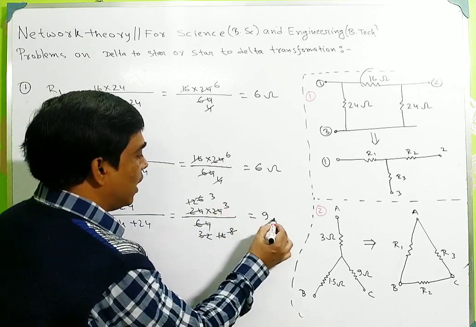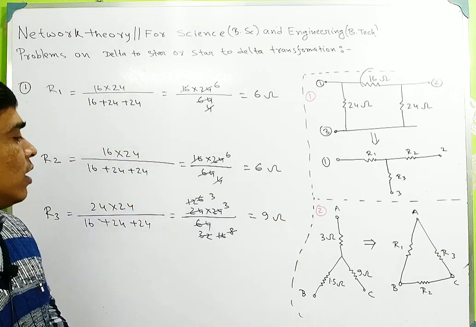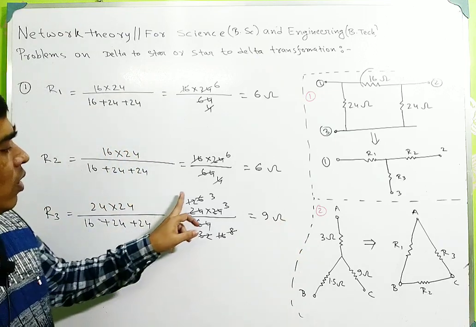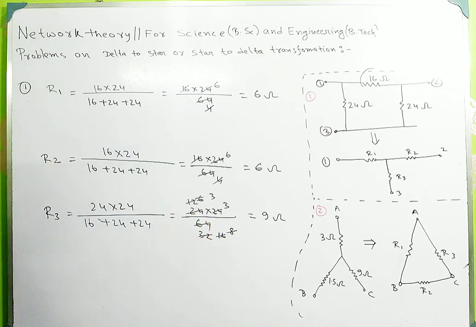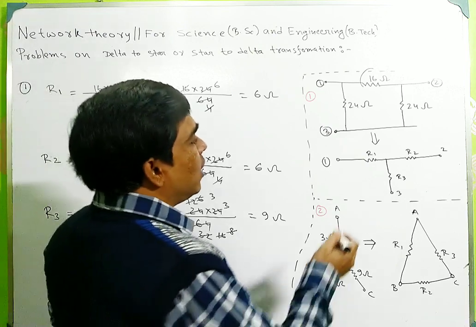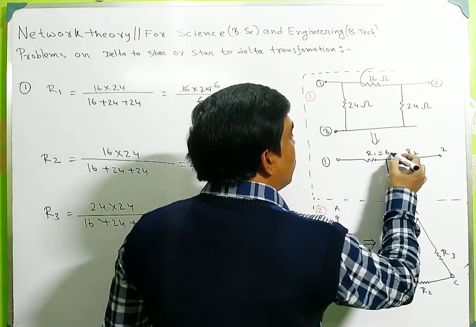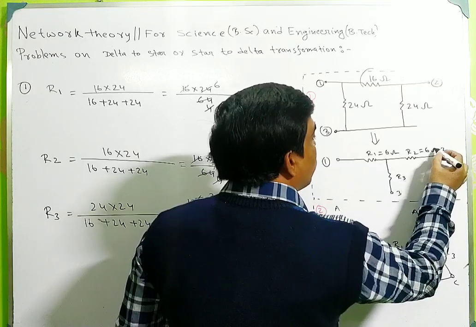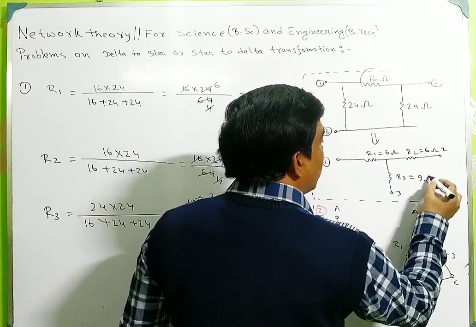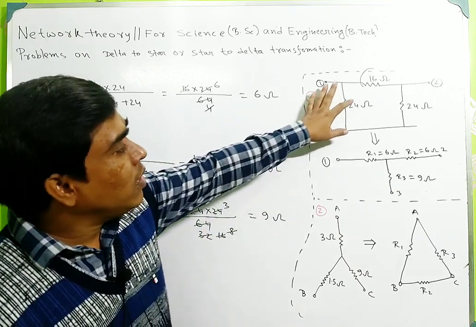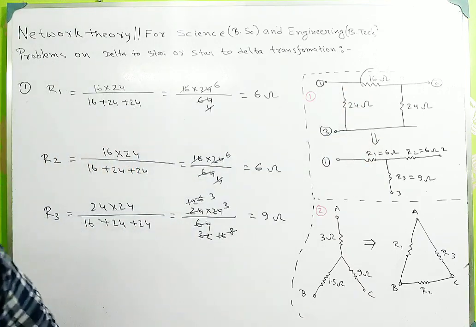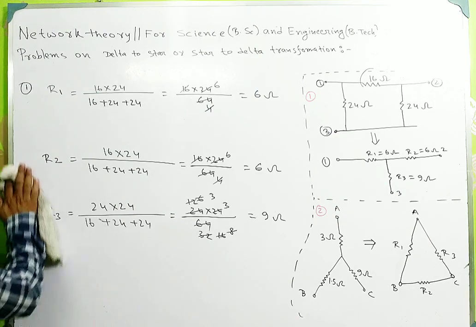So it will be 9 ohm. If you solve this it will be 9 ohm. So in this problem, this will be 6 ohm, this will be 6 ohm, and this will be 9 ohm. In this way you can solve this type of problem, that means delta to star transformation.